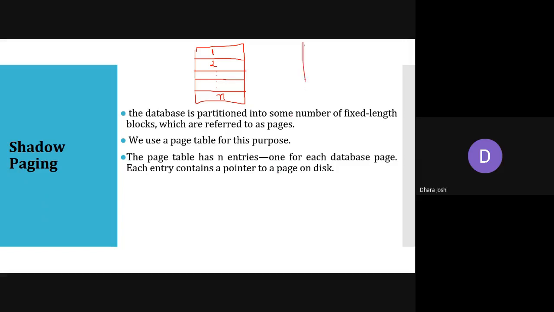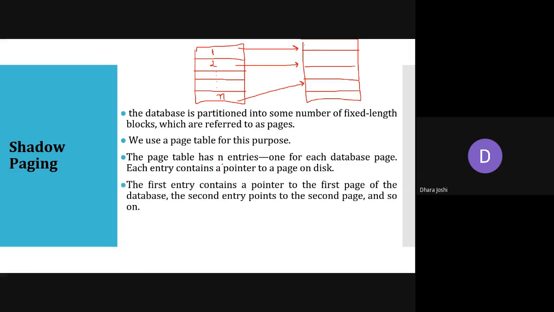Suppose this is our disk. So each page is having one pointer towards this disk. The disk also has a partition. So each of these is connected with the disk. Okay. The first entry contains a pointer to the first page of the database, and the second entry points to the second page, and so on. So for each and every page, we are having a different database entry.